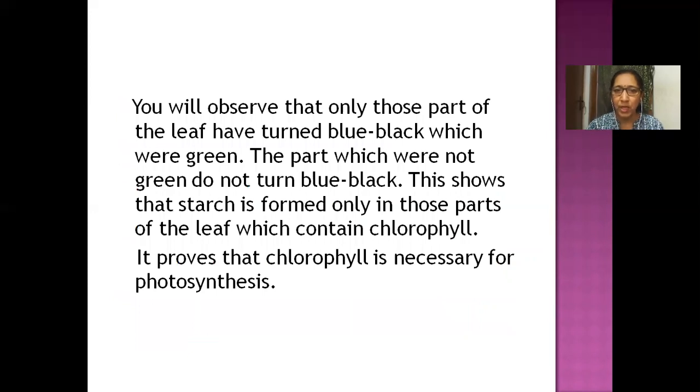What do you observe? Wherever there are green patches, we can see the color changed to blue-black, which represents the presence of starch. So from this we can prove that chlorophyll is necessary for photosynthesis. Other than the green patches, we cannot notice any color change here.